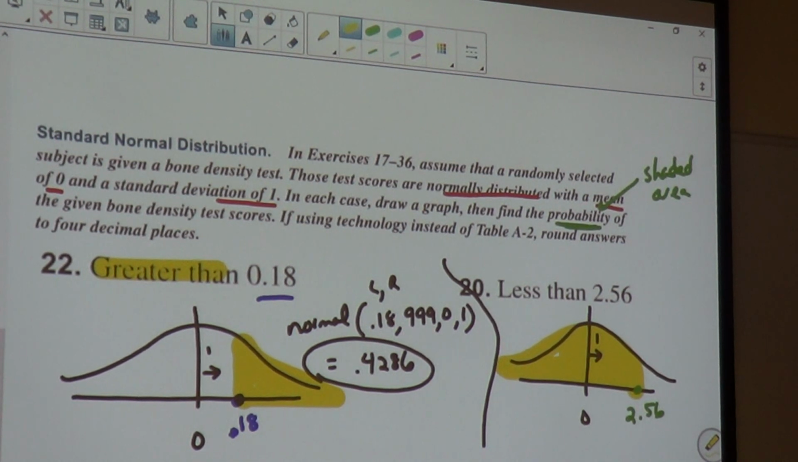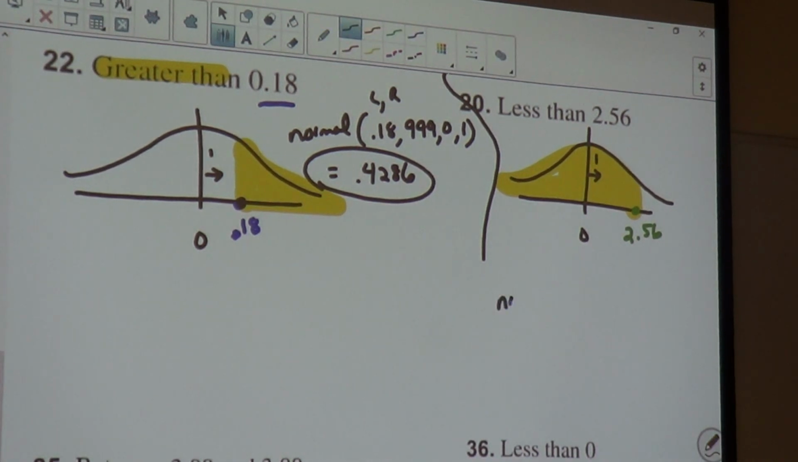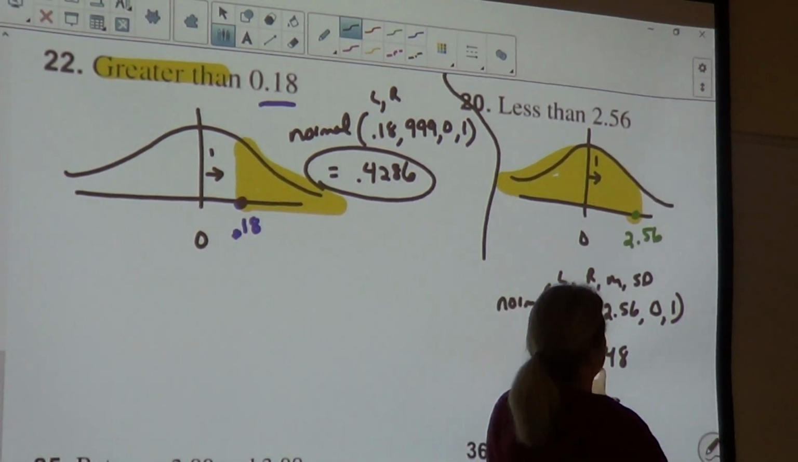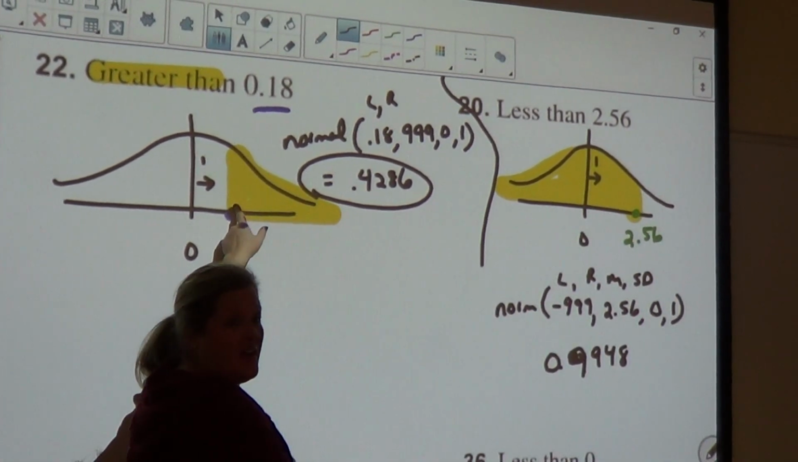Okay? Now, normal CDF or inverse CDF? Normal. So normal means we do left, right, mean, standard deviation. So what is my left on this one? What is my right? 0.9. So this one's going to be 0.9948. So, you can tell, about 99% of that is shaded. Here, about 42%, almost half, is shaded.